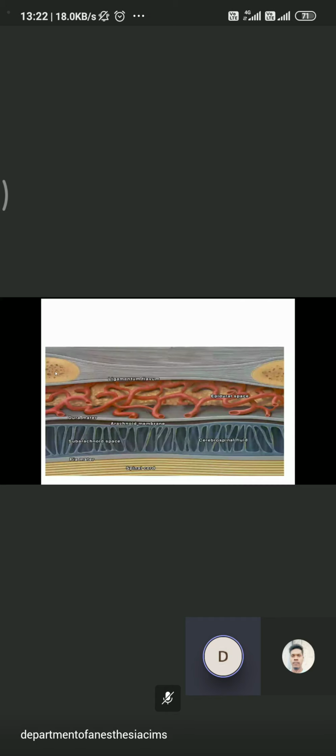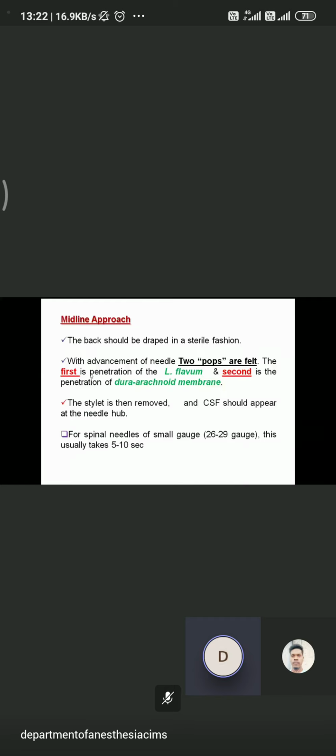So in midline approach, the back should be draped in sterile fashion. So with advancement of the needle, two pops are felt. The first is the penetration of ligamentum flavum, and second is the penetration of dura arachnoid membrane. And then what happens? When we encounter the second pop, we remove the stylet, and CSF should appear at the needle hub. So we are sure that we are in the subarachnoid space, because CSF is coming out of the needle, and at that point we inject the desired amount of the drug.